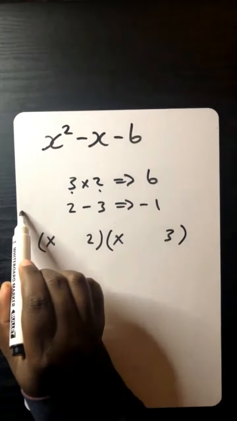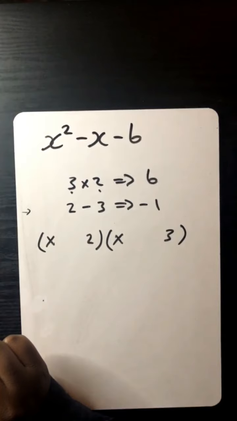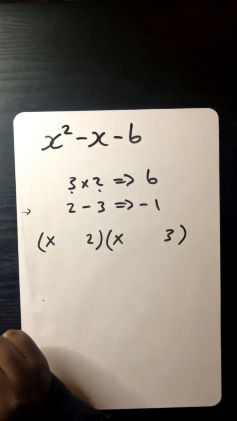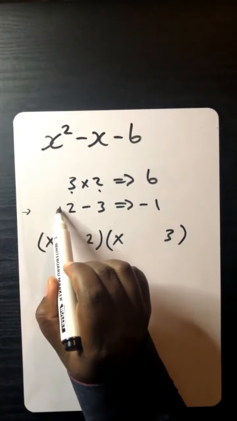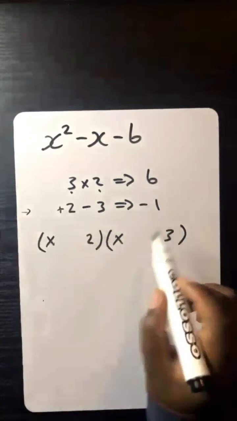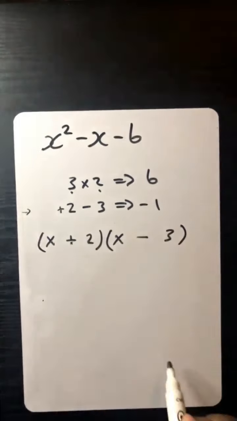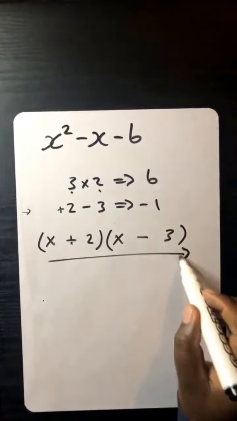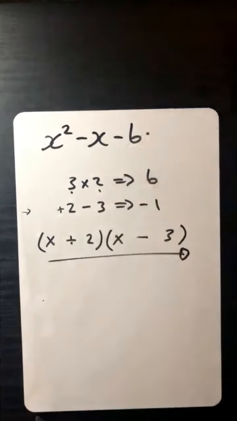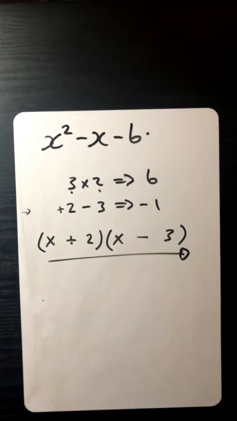So this is where you get the signs. If you don't want to say the bigger number takes the sign of the middle term, you know this is positive 2, this is minus 3, then you use the signs as they are. So in this way, you have factorized that expression or that problem over there.